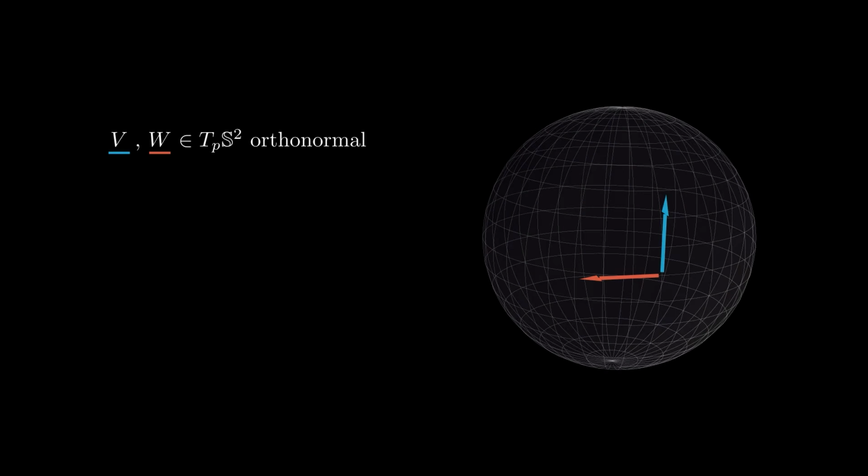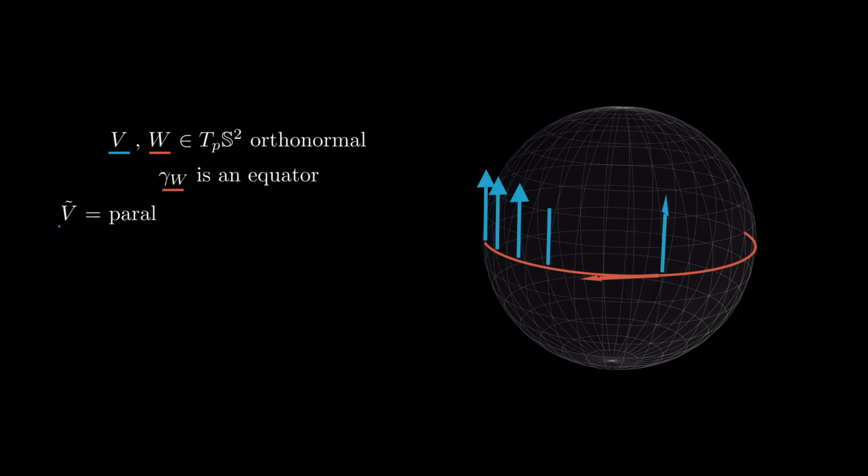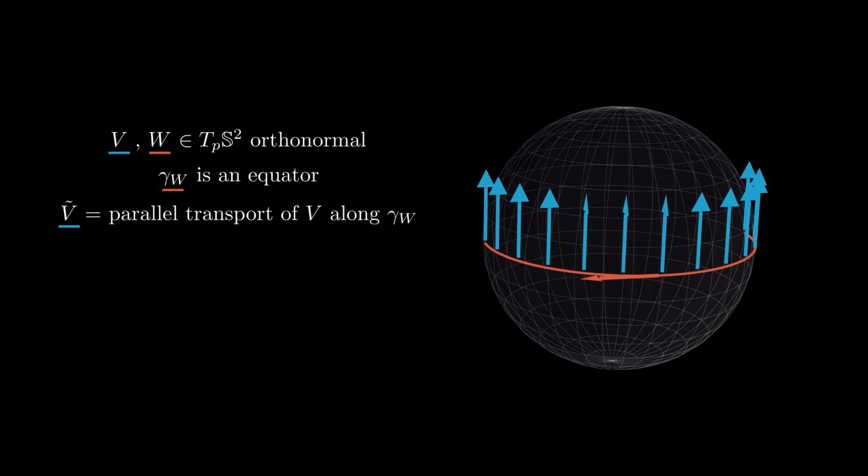Let's repeat this experiment in the unit sphere. We take two orthonormal vectors v and w tangent to the sphere. In this picture, the geodesic gamma w is the equator, and the parallel transport of v along that equator is a bunch of parallel vectors, which as vectors in R3 are just copies of v.